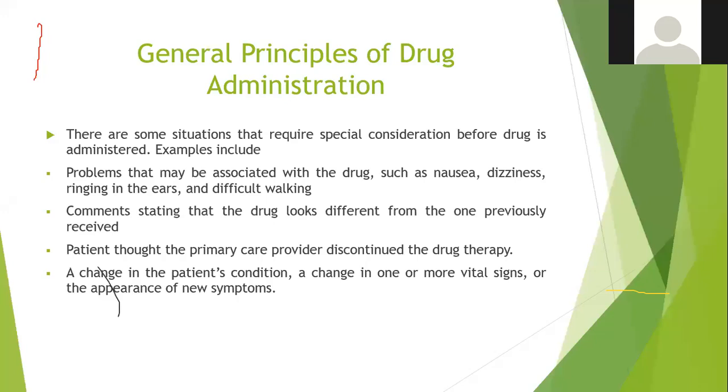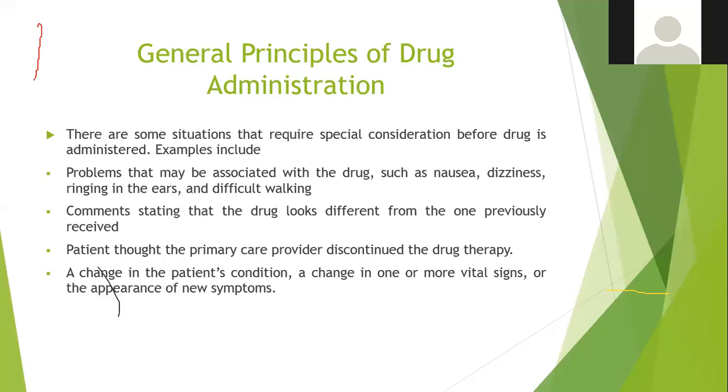Or when the patient thinks that the primary care provider has discontinued the drug therapy. Most times, especially when you have elite patients on the ward, during ward rounds we discuss whatever form of care we want to give to the patient, independent of those patients. Sometimes they feel the primary care provider has discontinued this drug. Patients can raise it when you have gone to them to administer those drugs. So when you receive comments like this, you have to take special precaution before you administer those drugs, by going back to confirm from the patient's case file and from the primary care provider if actually the drug has been discontinued or not.